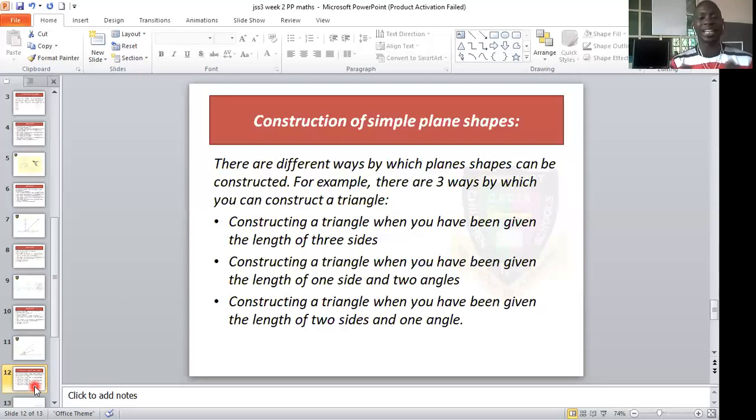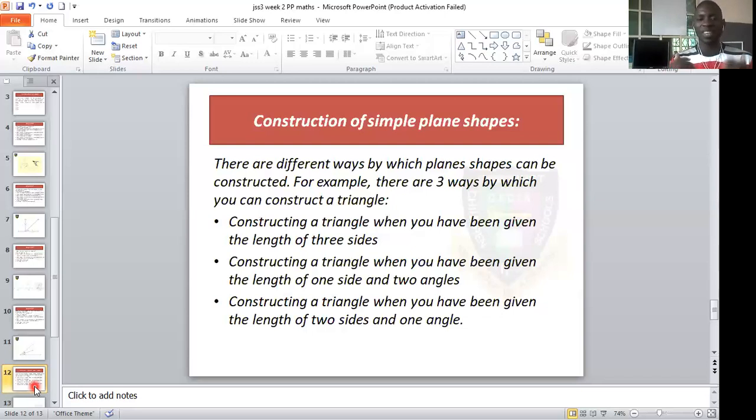Number 2, in case you want to construct a triangle, you are given the length of one side and 2 angles. A triangle is made up of 3 sides: AB, AC, and BC. You are given the length of one side, and you are given 2 angles. So you use your ruler and pencil to measure the length of one side, and pick your compass and construct the angles of the other 2 sides, the 2 angles given. When you have constructed the 2 angles given, you then measure it. You take your ruler, take it to point A, and take it to point B. This is another way by which you can construct a triangle.